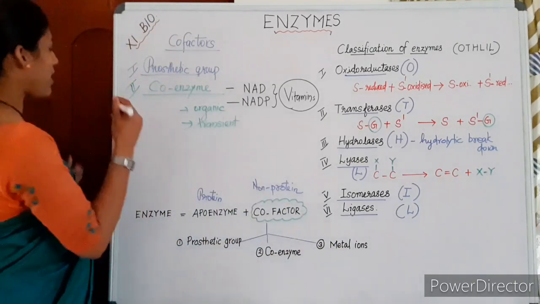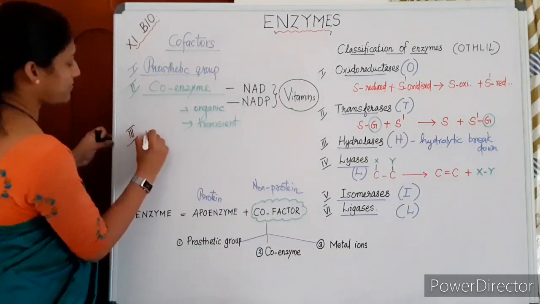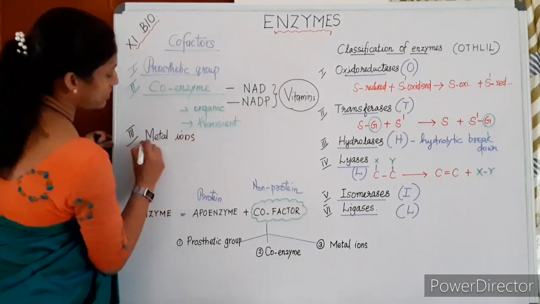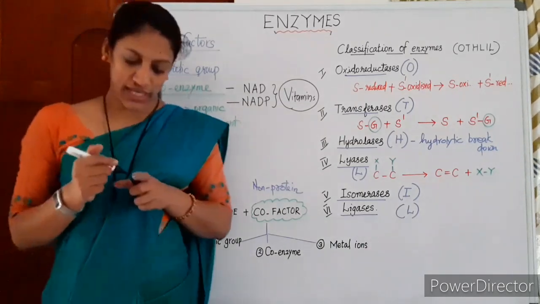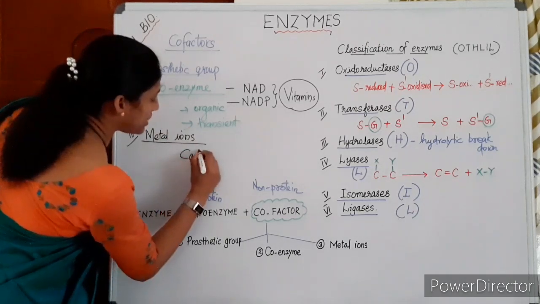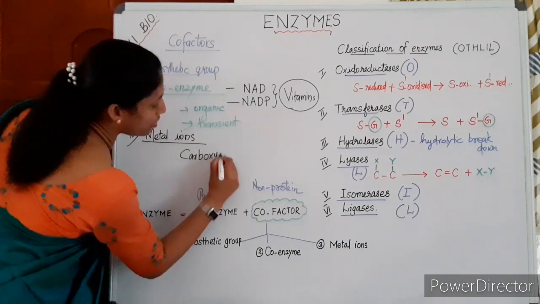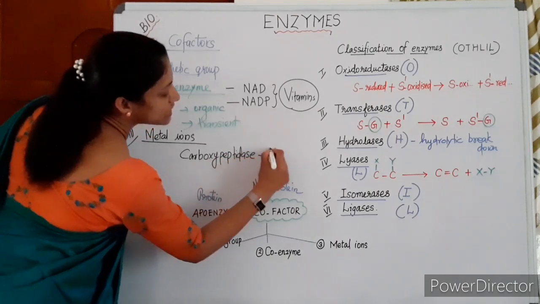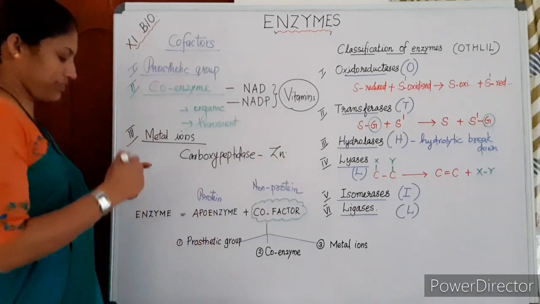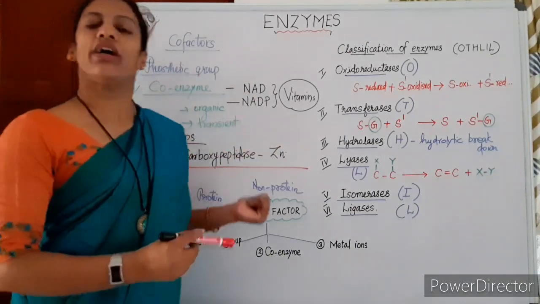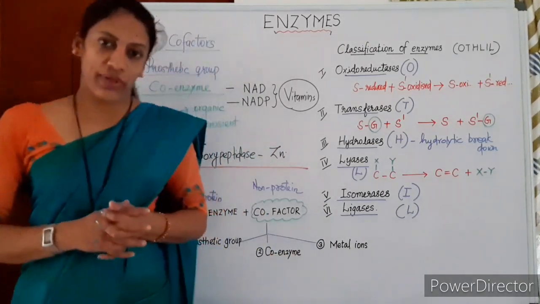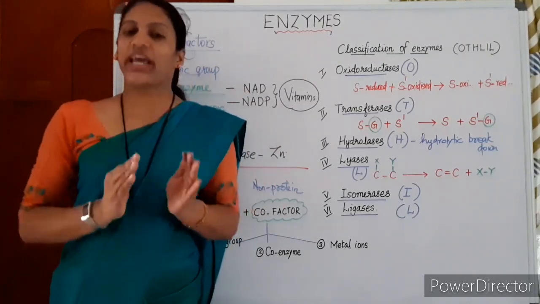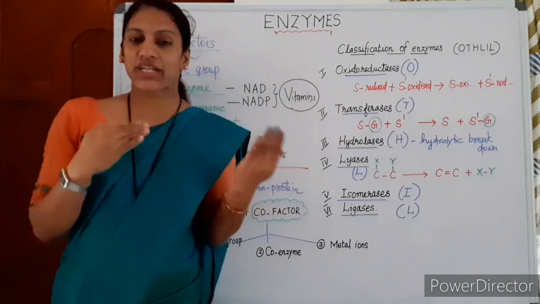And our next cofactor is metal ion. Metal ions are the cofactors of many enzymes. For example, carboxypeptidase. The enzyme's role you will study later. For the enzyme carboxypeptidase, zinc is the cofactor. If zinc is removed, carboxypeptidase cannot act properly. So understand, cofactors are very important for the catalytic action of enzymes.